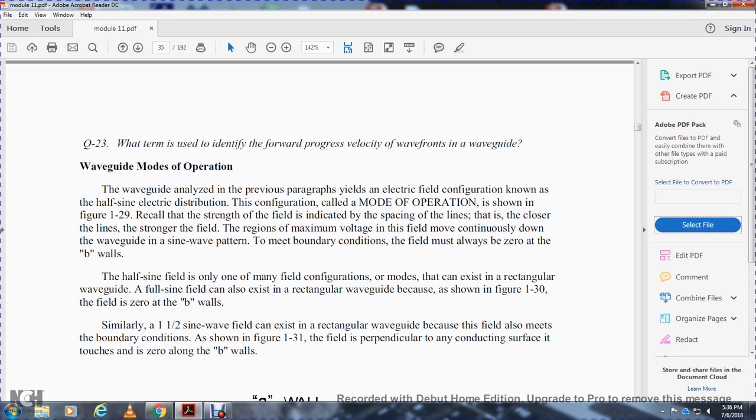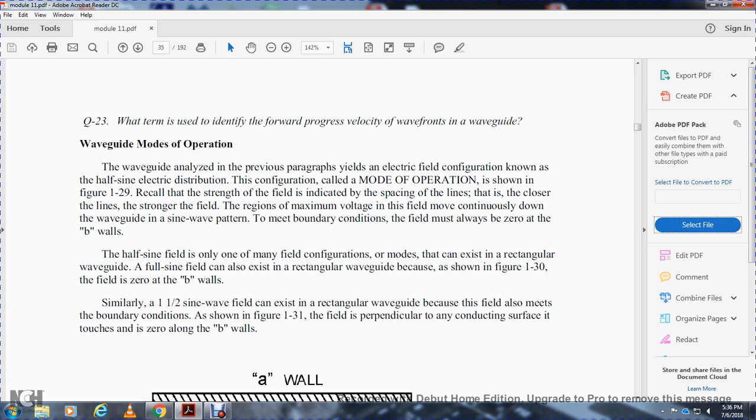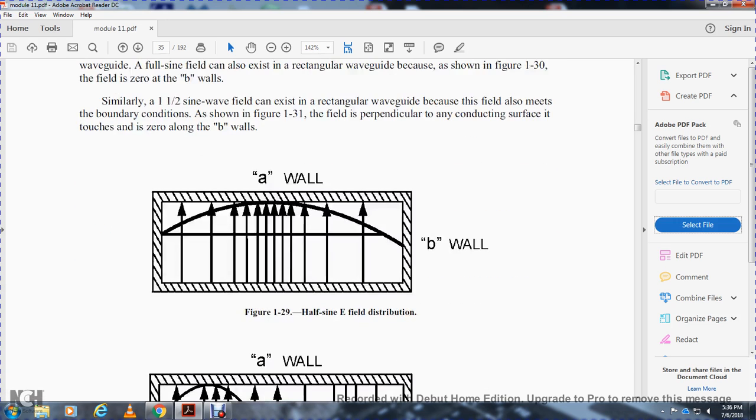The half-sine field is only one of the many field configuration modes that can exist in a rectangular waveguide. A full sine field can also exist in the rectangular waveguide, as shown in figure 130, but the field is zero at the B walls. Similarly, a one-and-a-half sine wave field can exist in the rectangular waveguide because the field meets the boundary condition at the conducting surface, as shown in figure 131, with a value of zero along the B walls.